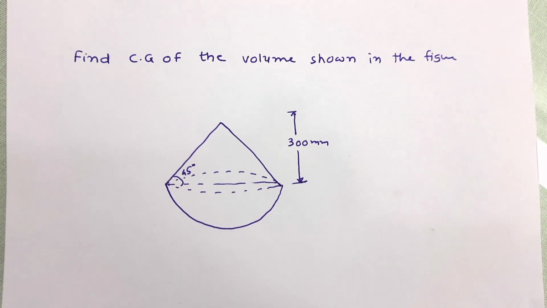So this is one problem given to you. Find the CG of the volume as shown in the figure. Here one cone and one hemisphere are there. You have to solve the problem. Please try it. Give your answer in the comment box, and if you face any problem, then please write in the comment box.